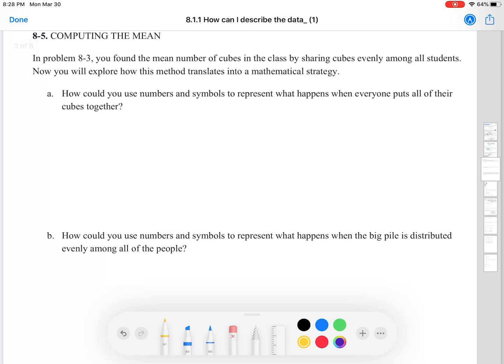So, computing that mean, in problem 8-3, you found the mean number of cubes in the class by sharing those, right? Now we'll explore how this method translates into a mathematical strategy. How could you use the numbers and symbols to represent what happens when everyone puts all of their cubes together? Well, when we put all the cubes together in a big pile, that's when we add the numbers all up, right? We add them all up.